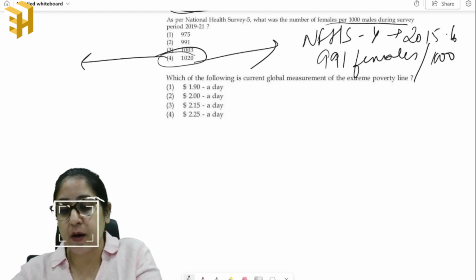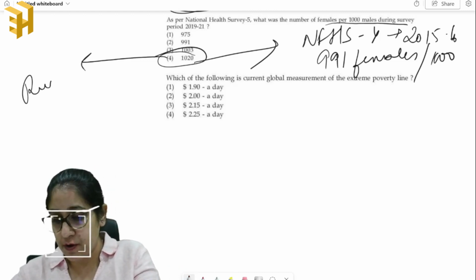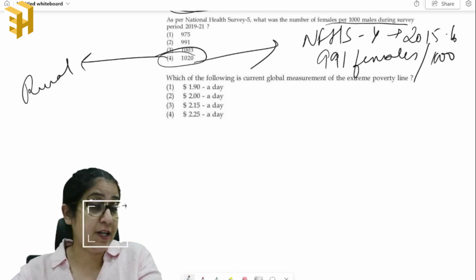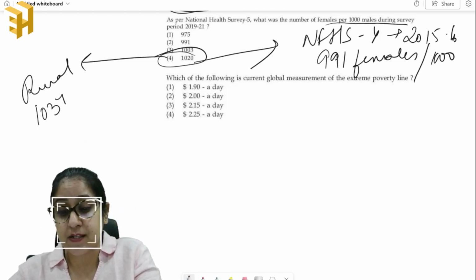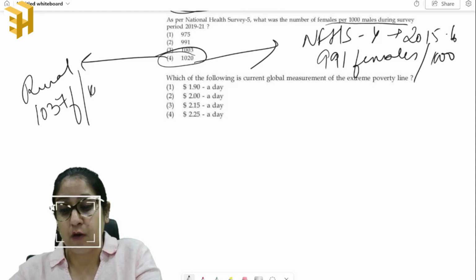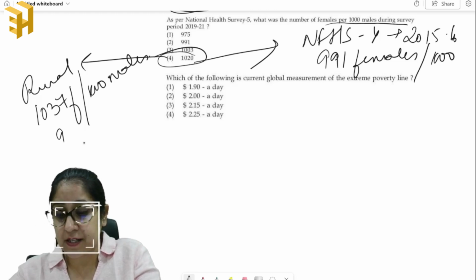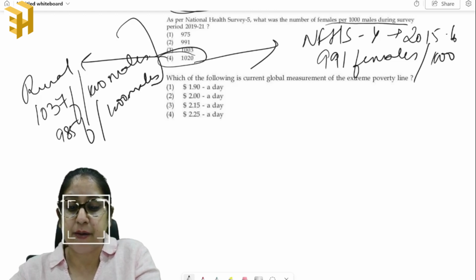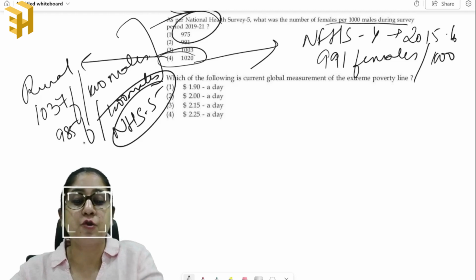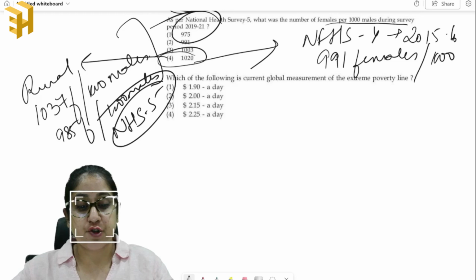And even for this 1020, you should know the rural and urban breakup. The rural areas have actually performed better in this respect, at 1037 females per 1,000 males, whereas in urban areas it is 985 females per 1,000 males. This is with respect to NFHS 5, which was for the period of 2019-21. Okay, now the last question.